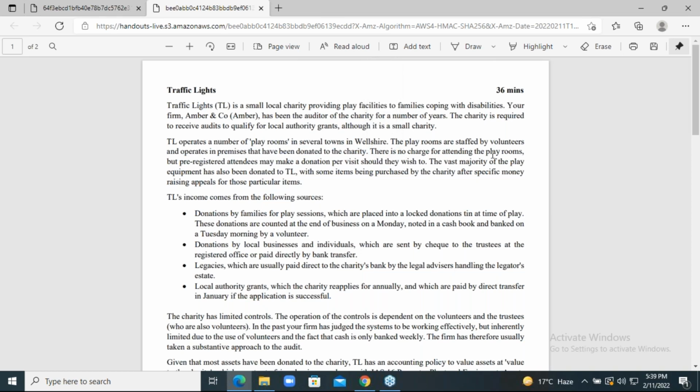There is no charge for attending the playroom. Anyone can come at any time, during opening time, and they can play there. But pre-registered attendees may make a donation per visit. So there is a process of donation per visit. The vast majority of the play equipment stored there has also been donated, with some items being purchased by the charity after specific money raising appeals. So some of the equipment may be purchased by the charity, but they are purchased after fundraising appeals.